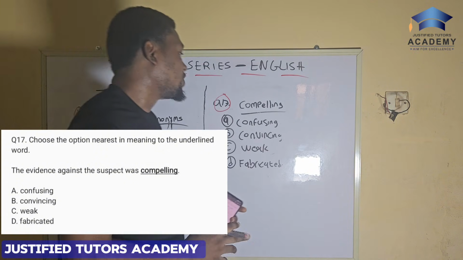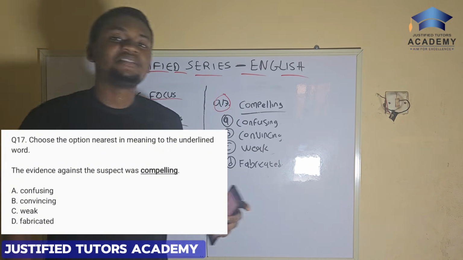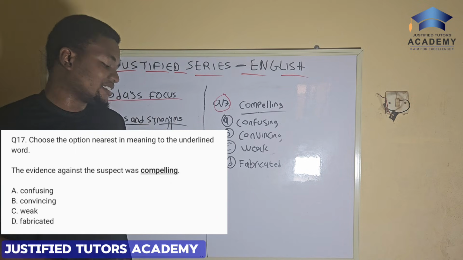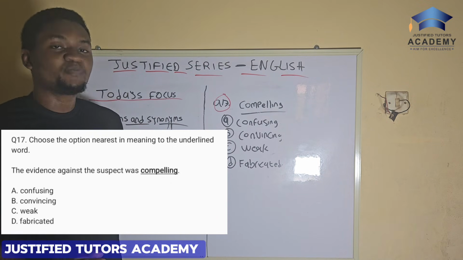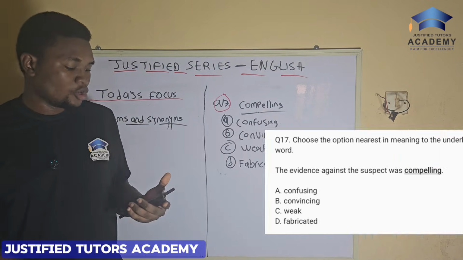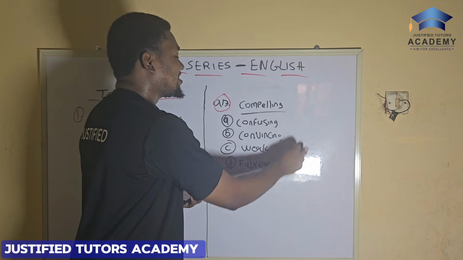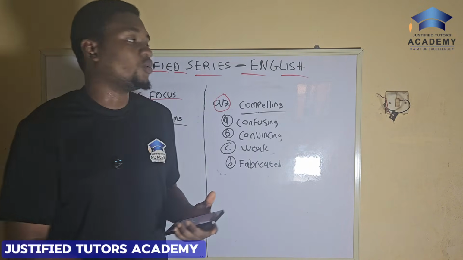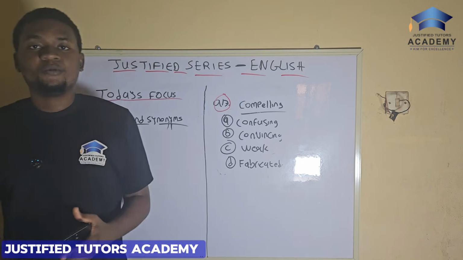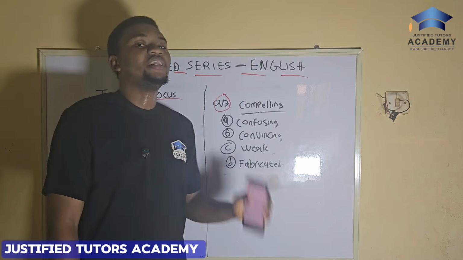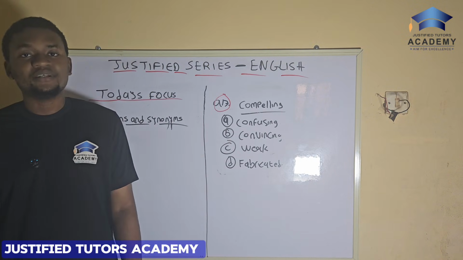The underlined word here is what? Compelling. Are you getting me? Now, as in the sentence, the evidence against the suspect was what? Compelling. So we should choose among these words which one is nearest in meaning to the underlined word compelling. Now, the first thing is you need to know the meaning of the word compelling. What does compelling mean?